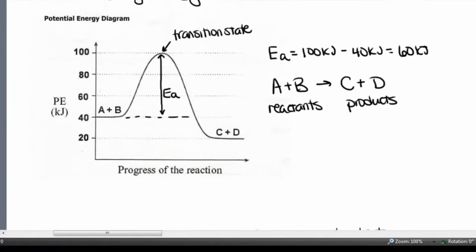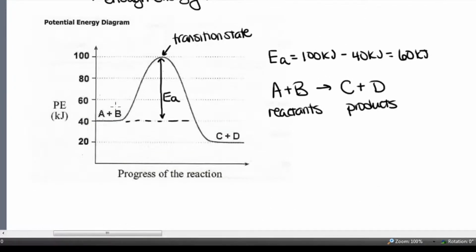Okay, so this is how much energy my reactants have. This is how much energy my products have. The amount of energy it took to get my reactants up over that energy barrier into the transition state is my activation energy. And in this case, 60 kilojoules.